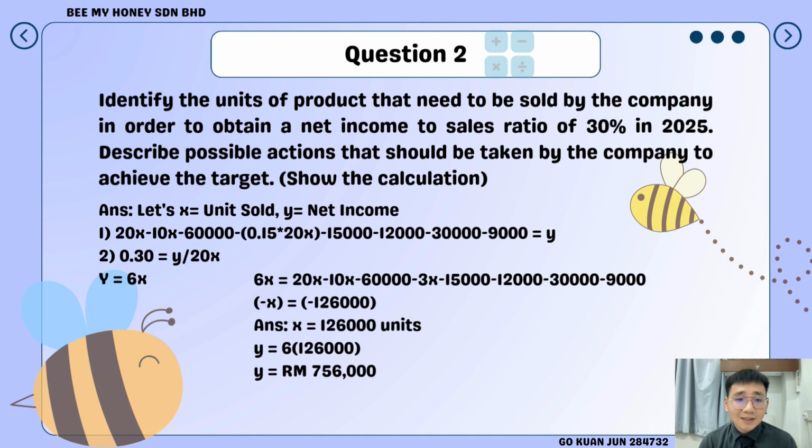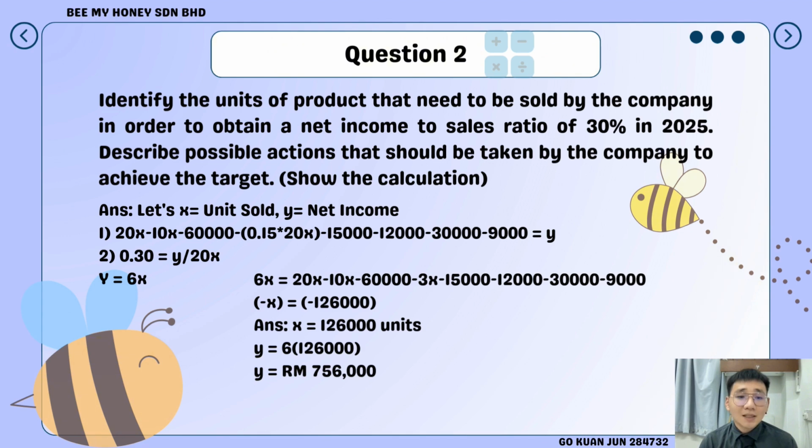Then we form an equation: 20x minus 10x minus 60,000 minus 0.15 times 20x minus 50,000 minus 12,000 minus 30,000 and minus 9,000 equals y. The second equation is 0.3, that is 30%, equals y divided by 20x. So y equals 6x. Use the equation to find the answer: 6x equals 20x minus 10x minus 60,000 minus 3x minus 50,000 minus 12,000 minus 30,000 minus 9,000.